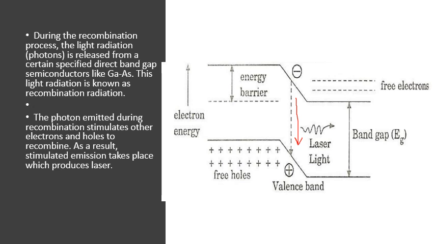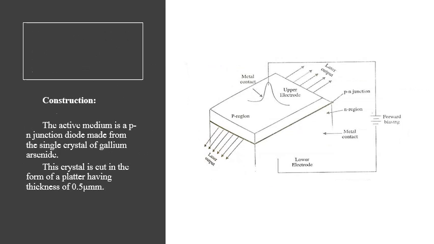Now, the photon emitted during the recombination stimulates other electrons and holes to recombine. As a result, stimulated emission takes place. So, we use this method for creation of semiconductor laser. Here, this is to give you the idea.